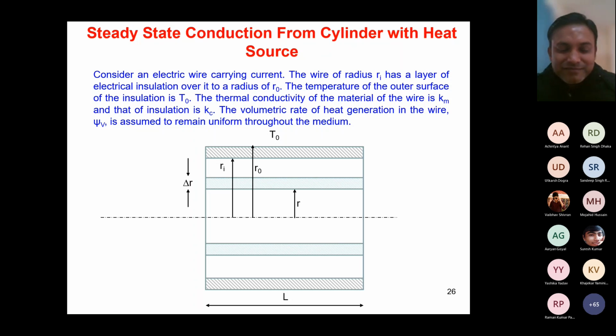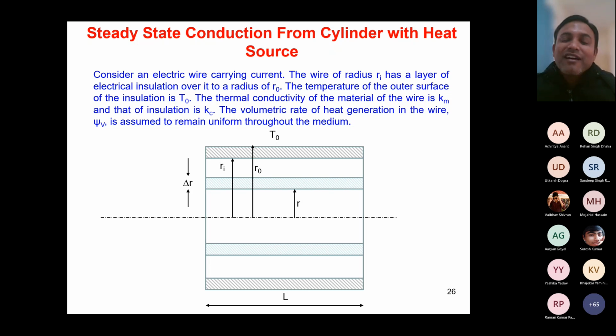Sir, at R equal to Ri, we can apply a condition that all the heat going from the metal wire will be traveling to the insulation itself. Yes. And then we can write an equation for the heat transmitted within the insulation, and then apply the boundary condition at R equal to R0, that the temperature becomes T0.